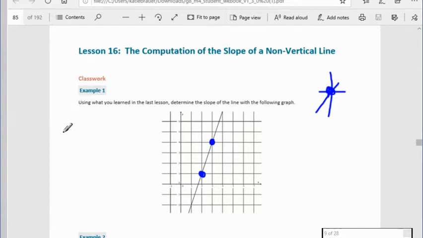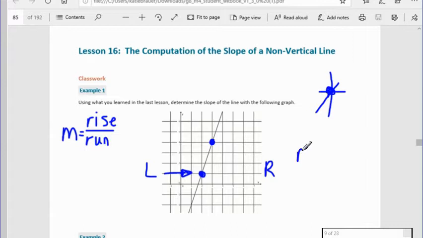Remember, the letter we use for slope is M, and slope stands for rise over run. We want to know how far up or down, that number goes on the top, and then how far over goes on the bottom. When you're picking the point you want to start with, start on the point that's more to the left, which would be this one right here.